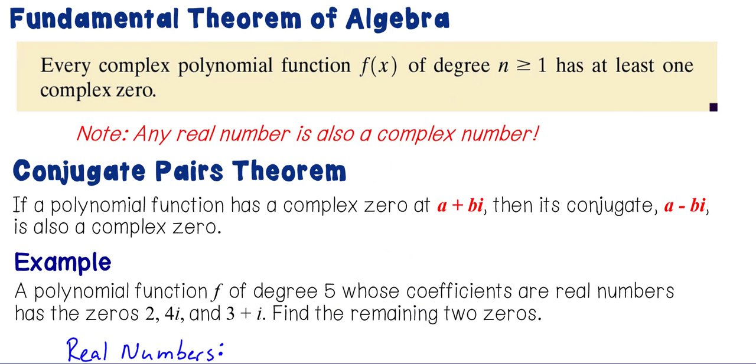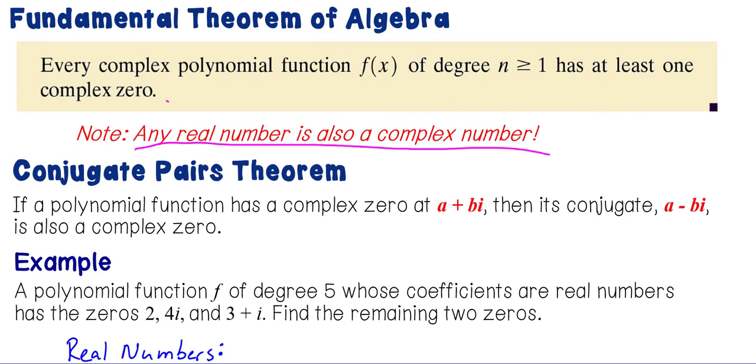So for the next example, we're going to look at the fundamental theorem of algebra. Every complex polynomial function f of x of degree n greater than or equal to 1 has at least one complex zero. Now remember, these include any real numbers. Okay, so any real number is also a complex number.